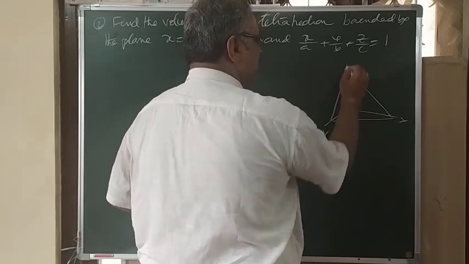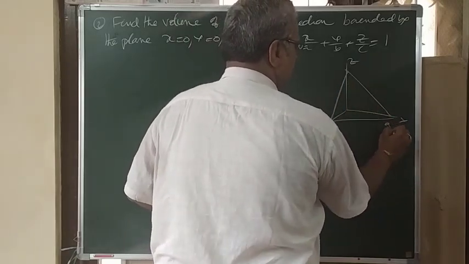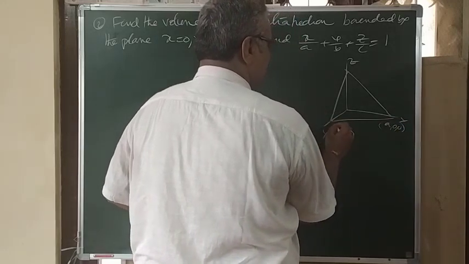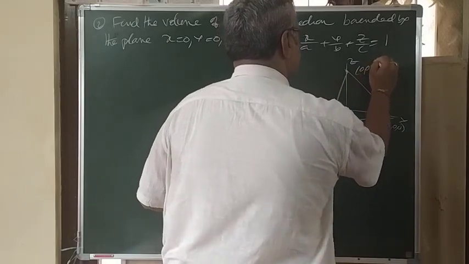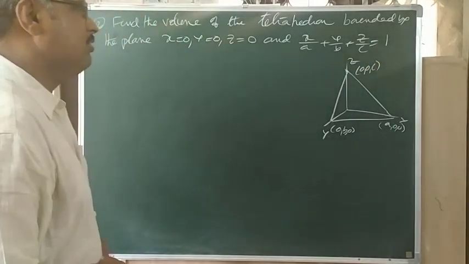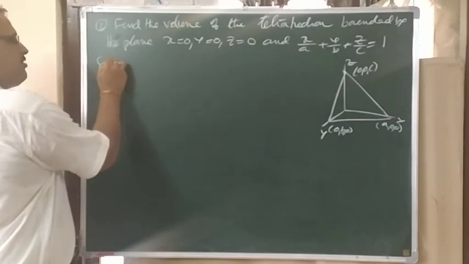X axis, y axis, z axis. A is (a, 0, 0), this point is (0, b, 0), and this point is (0, 0, c). So for the volume, same procedure.